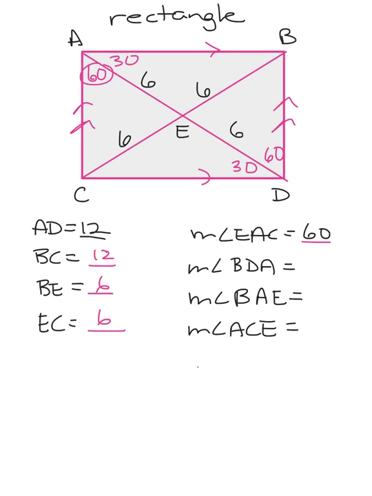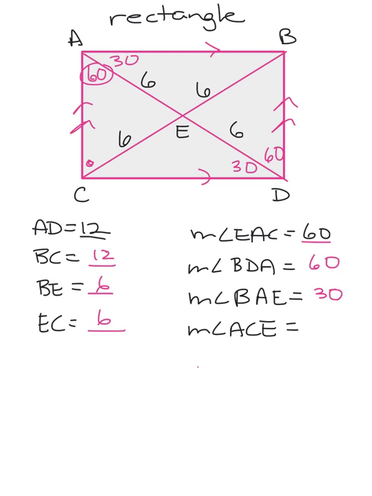Let's take a look at what we have. We have the measure of angle BDA, which we just found to be 60. And we have the measure of angle BAE, which we just found to be 30. Now the last piece is the measure of angle ACE, which is this angle right here.